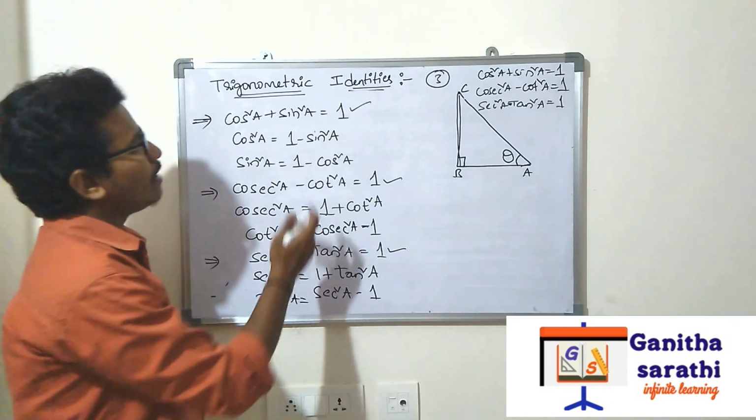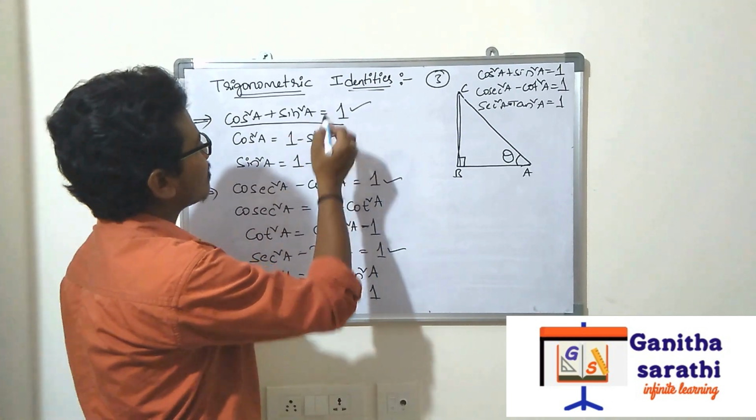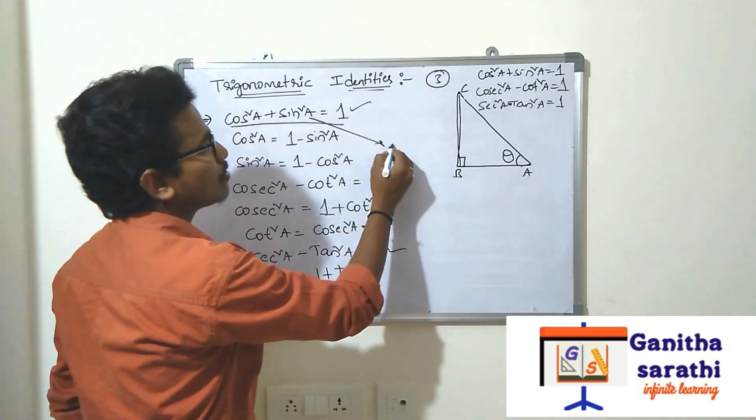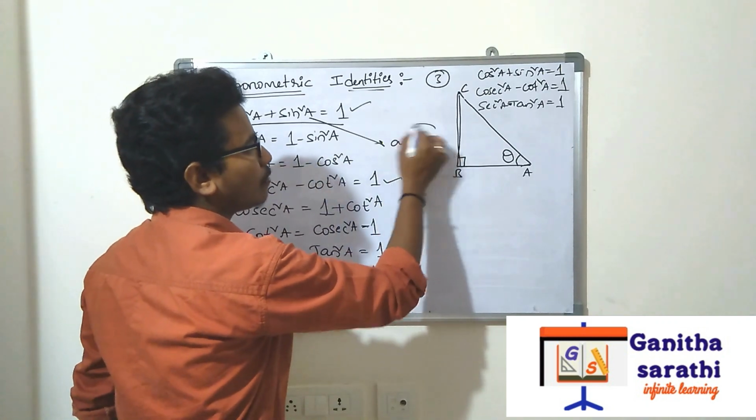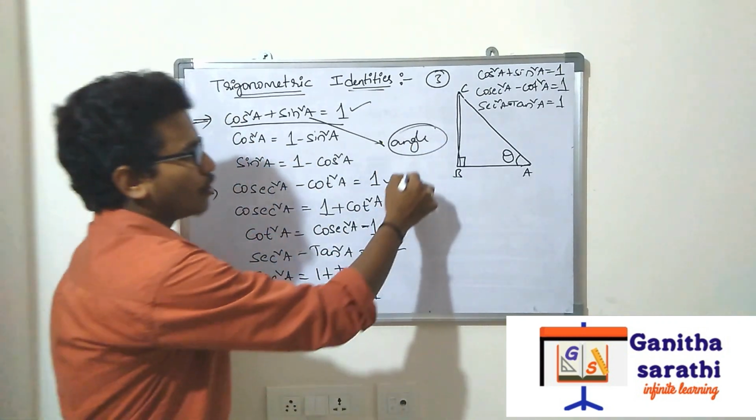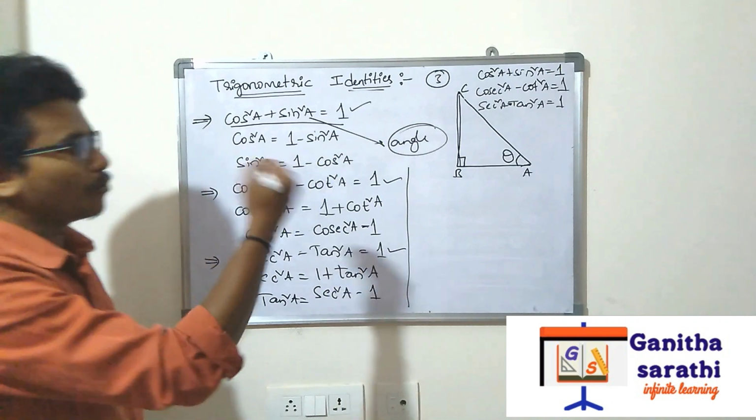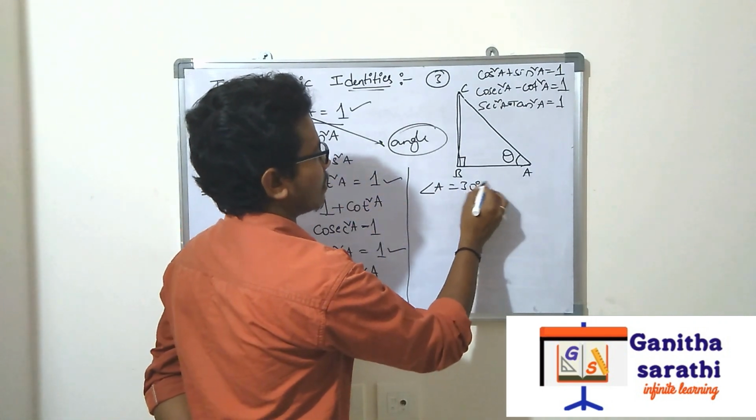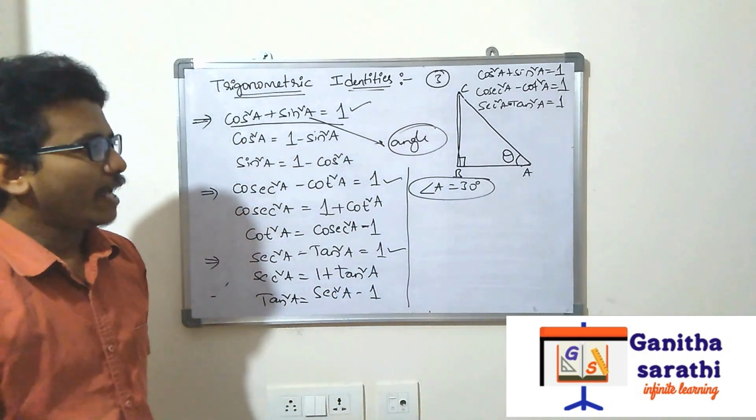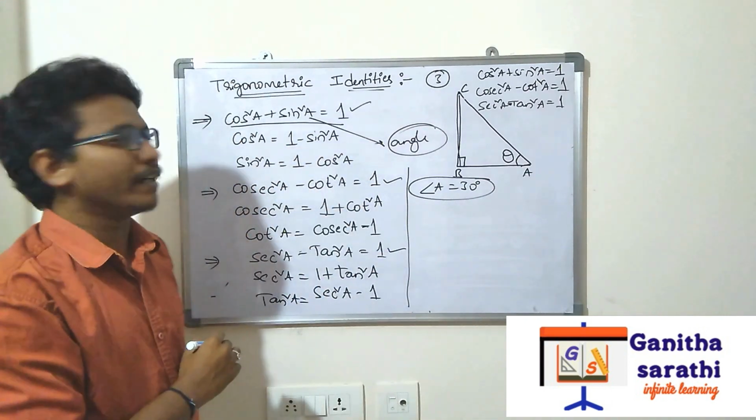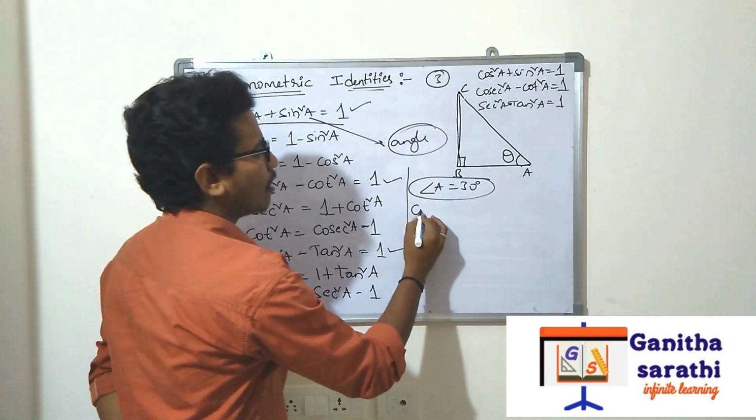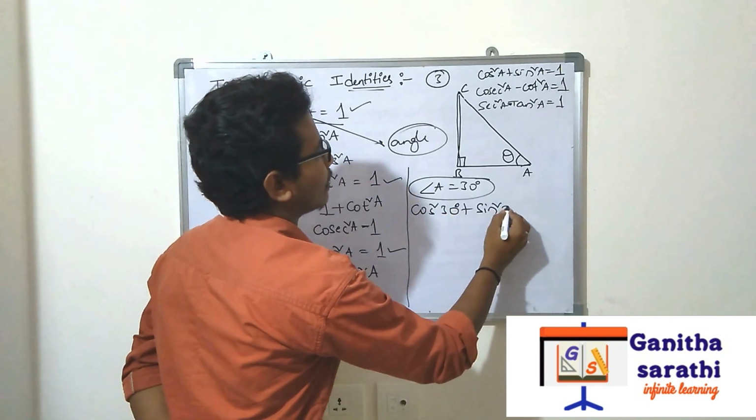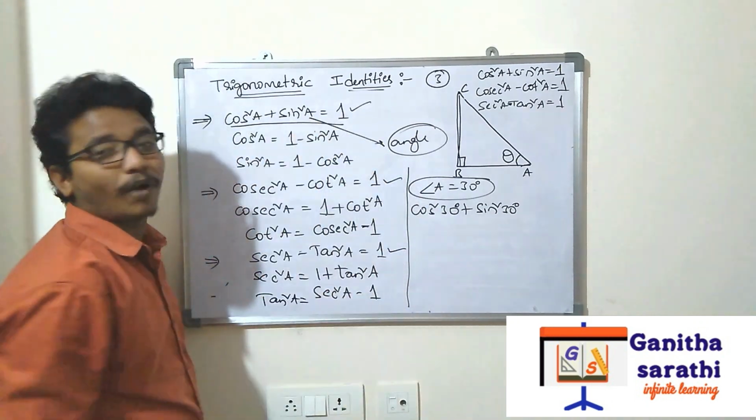Next, why are we taking cos square A plus sin square A is equal to 1? We are proving it like this. What does A refer to here? A is nothing but an angle, right? So if you have any doubt, you can prove it like this. I am taking angle A is equal to 30 degrees. So substitute in this cos square 30 degrees plus sin square 30 degrees. You should get the answer as 1.